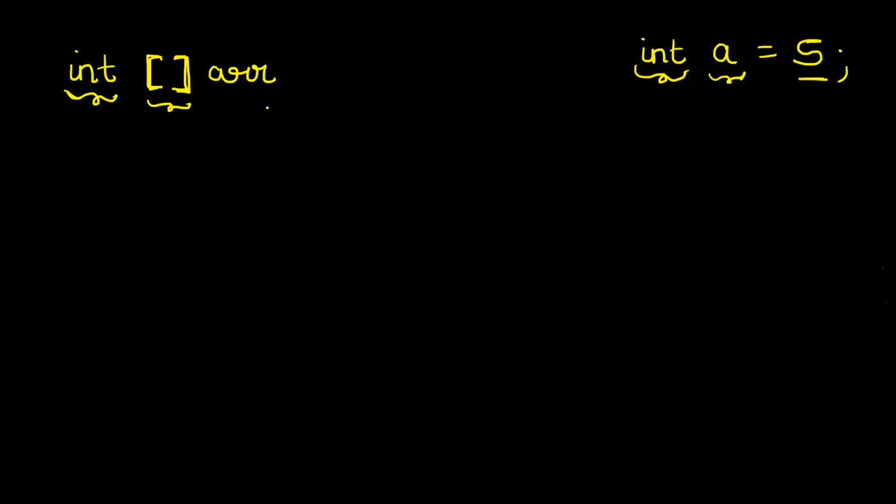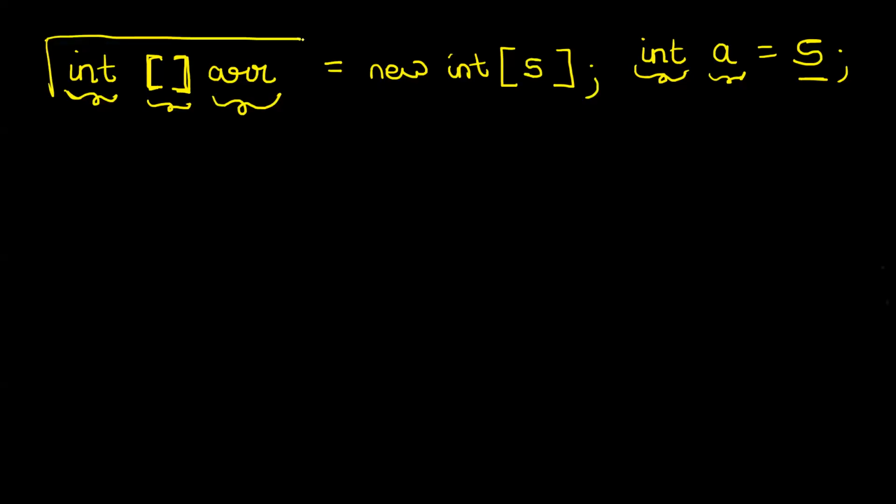What is the name of the array? I am giving the name of the array as arr. This is my label, or reference, to my array. So my array name will be arr equal to new int. And then within these square brackets, I will specify the size of the array that I want to make. So let's say I want to make an array of size 5. Semicolon. This is a very basic way of making an array.